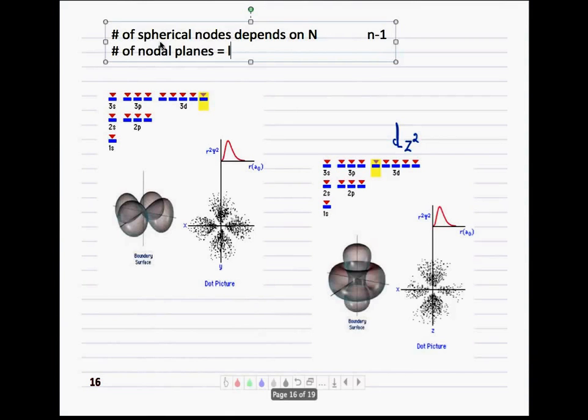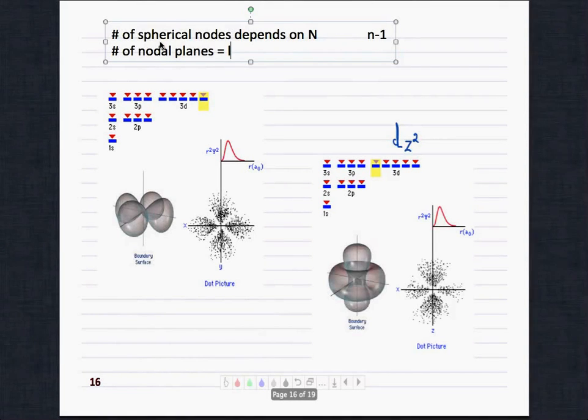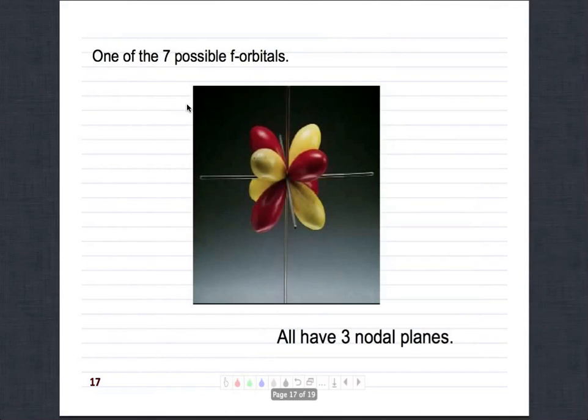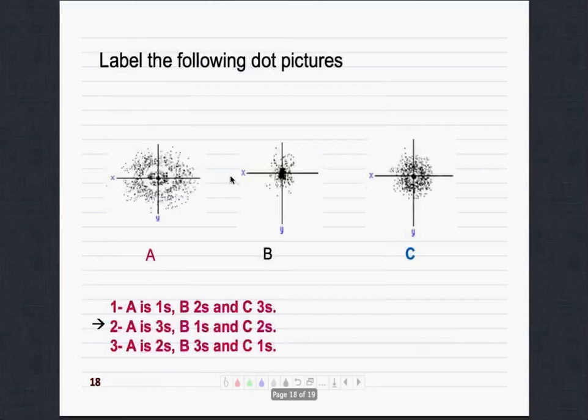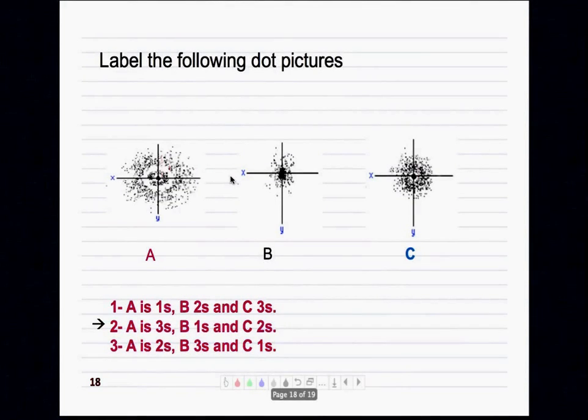Okay, let's start with some iClicker questions about it. So this is the fourth. The f usually has 3 nodal planes because l equals 3. I'm not going to go into the details of f because it's a little bit more complicated, so I'm just going to leave it aside. So let's get started with this one.